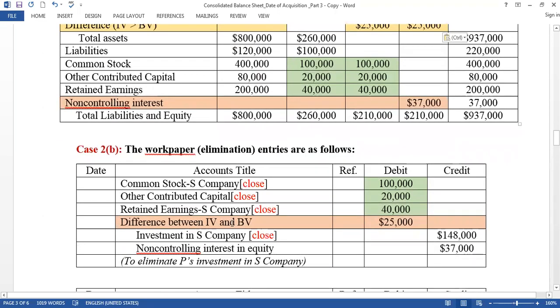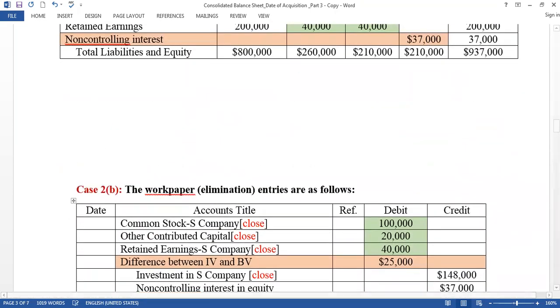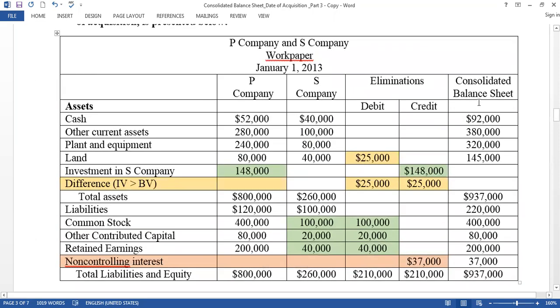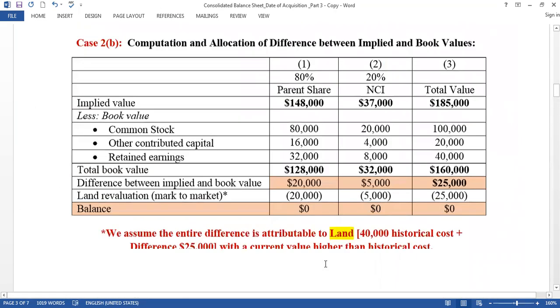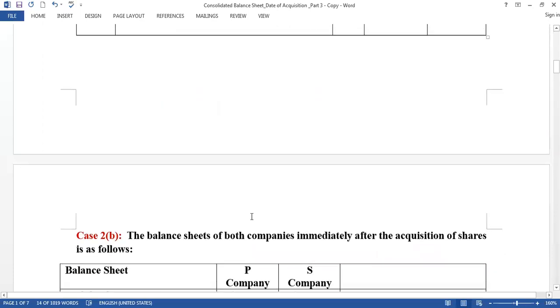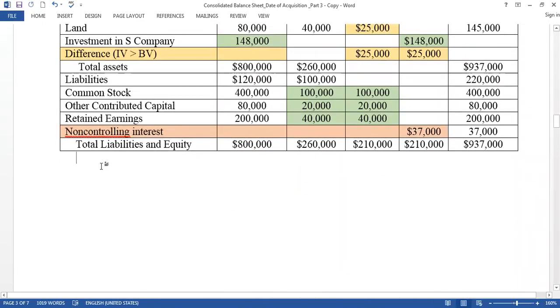Now you should remember this formula. When you solve the consolidated balance sheet, you already know the equation. I already told you the equation. If I copy and paste, this is the equation of the consolidated balance sheet.